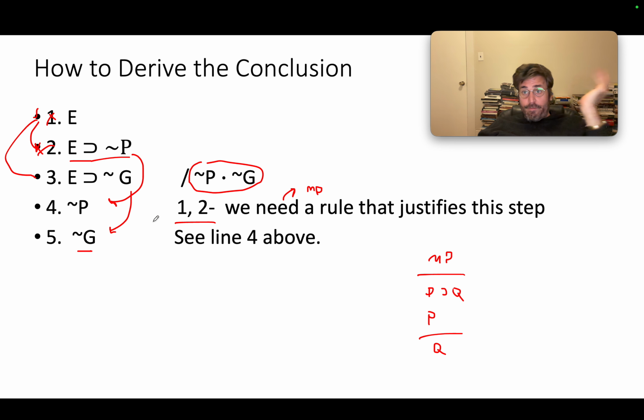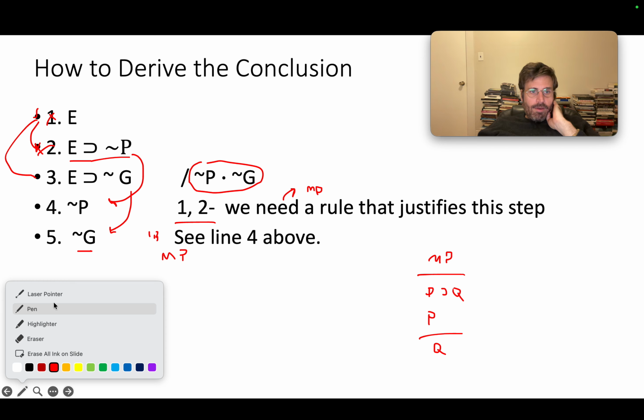So lines 1 and 3 allow us to isolate not G, because when we have the antecedent E affirmed, we can infer not G. We can affirm the consequent, not G. So in this case, we would cite lines 1 and 3, and we would cite modus ponens as our rule again. Okay?